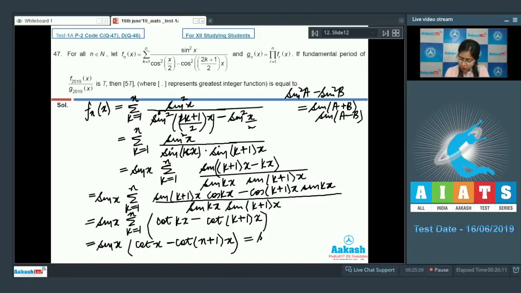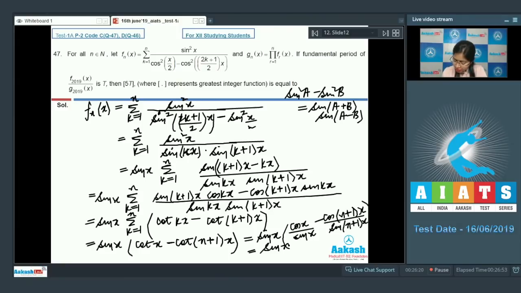This is further equal to sin x. Here we can write it as cos x divided by sin x minus cos of (n plus 1)x divided by sin of ((n plus 1) into x). So cancelling the terms, we will get it equal to sin of nx divided by sin of ((n plus 1) into x). Right? So this is what we have obtained, f_n(x).